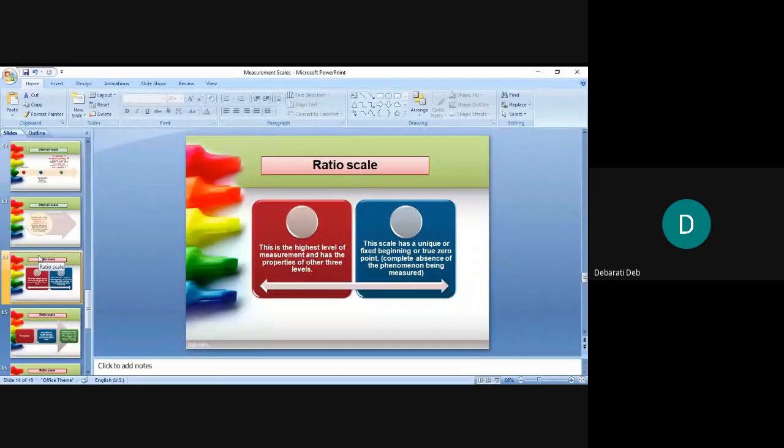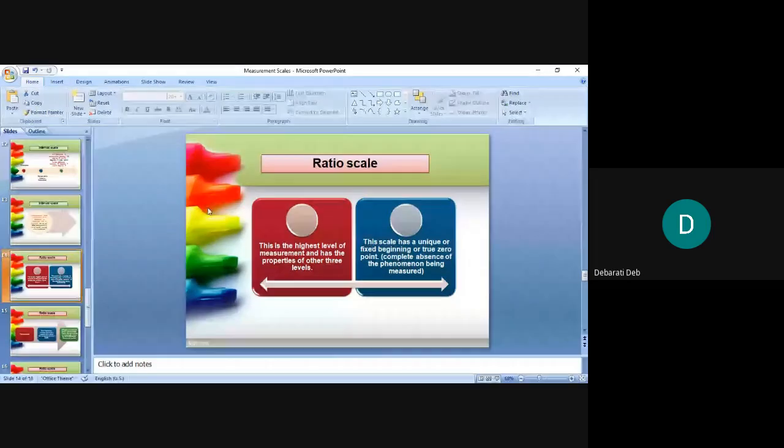Now come to ratio scale. So what is ratio scale? This is the highest level of measurement and has the properties of the other 3 levels. This scale has a unique or fixed beginning, or true zero point. Complete absence of the phenomena being measured.